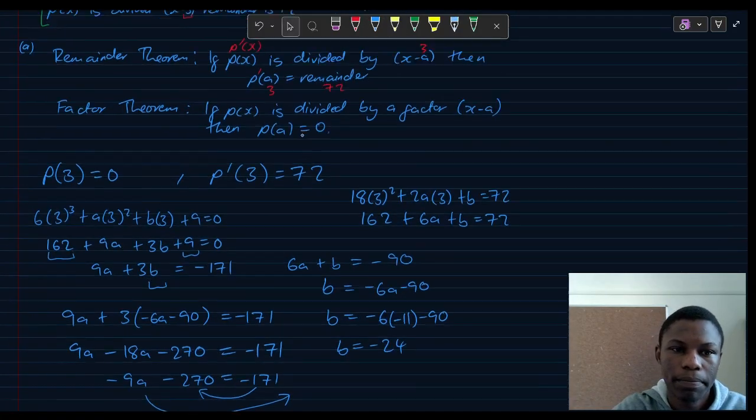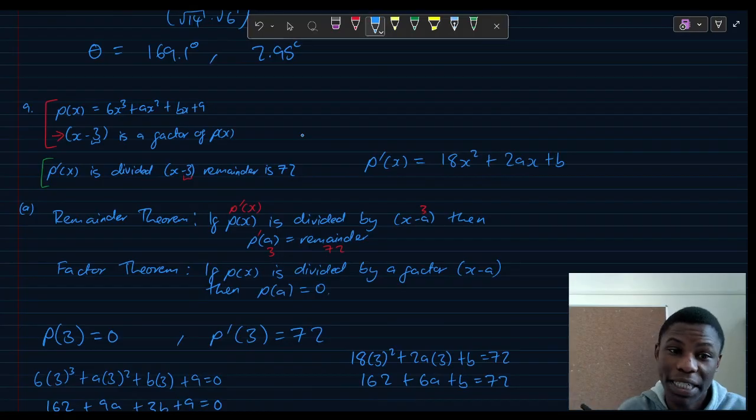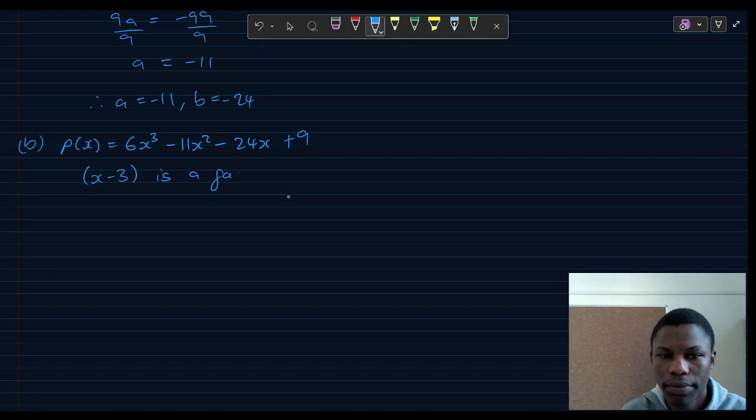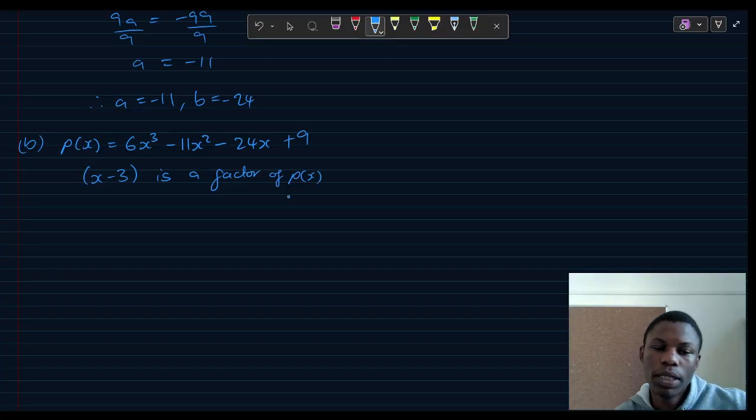So from part A, or rather from the stem of the question, we know that x minus 3 is a factor of P of X, right? X minus 3 is a factor. So what I can do is divide P of X by x minus 3 to find what the other factor is. And because my polynomial is to the power 3, I have a linear factor, so the other factor has to be a quadratic factor, because remember your powers must add up to 3. 1 plus 2 is 3.